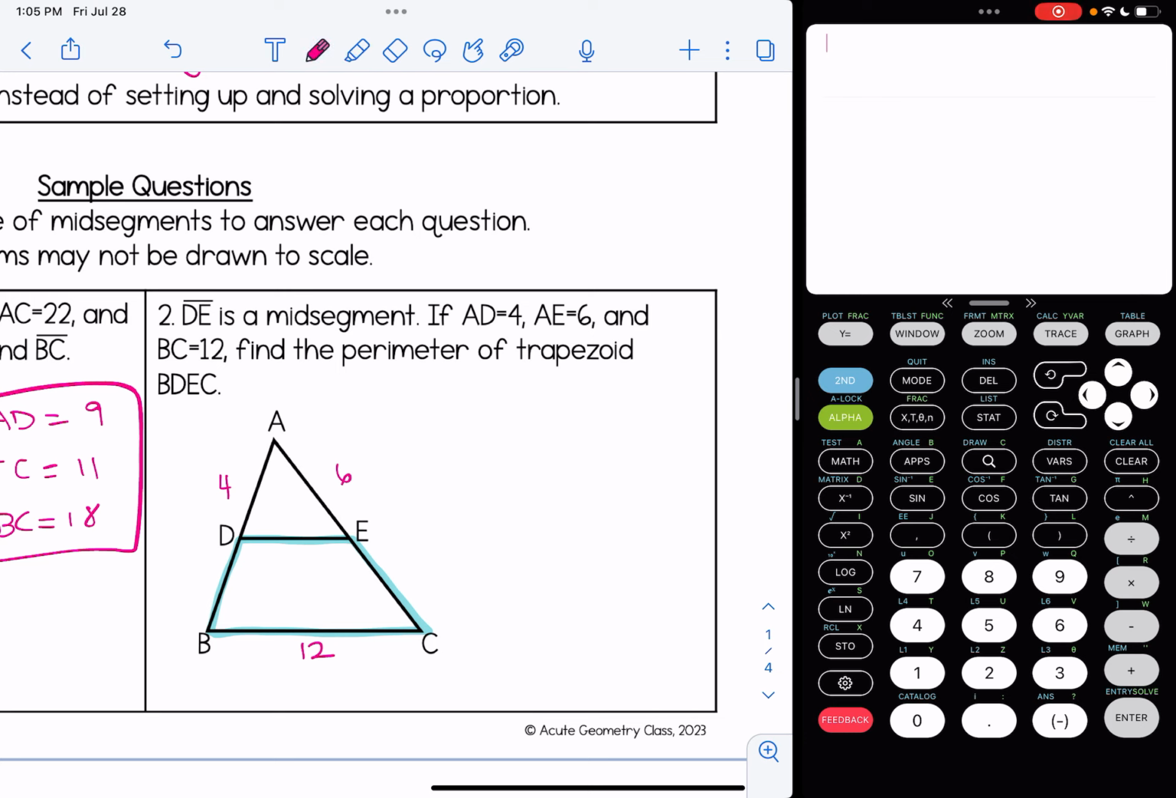Well, I know that DB is going to be 4 because D is a midpoint. I know EC is going to be 6 because E is a midpoint. And I know DE is going to be 6 because it's half the length of 12, half the length of the parallel side. So to find the perimeter, I'm going to add 4, 6, 6, and 12 up. So 4 plus 6 is 10, plus 6 is 16, plus 12 is 28 units for our perimeter.